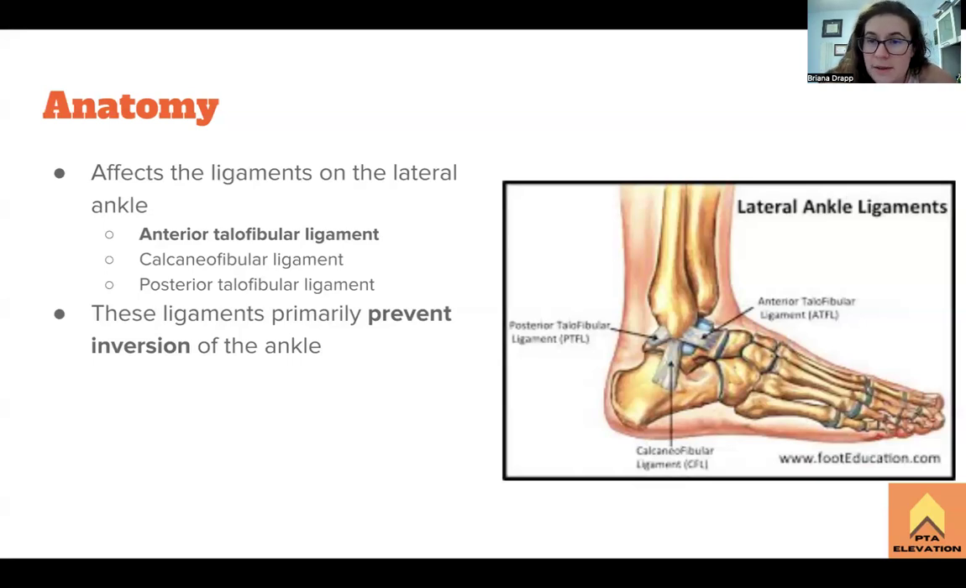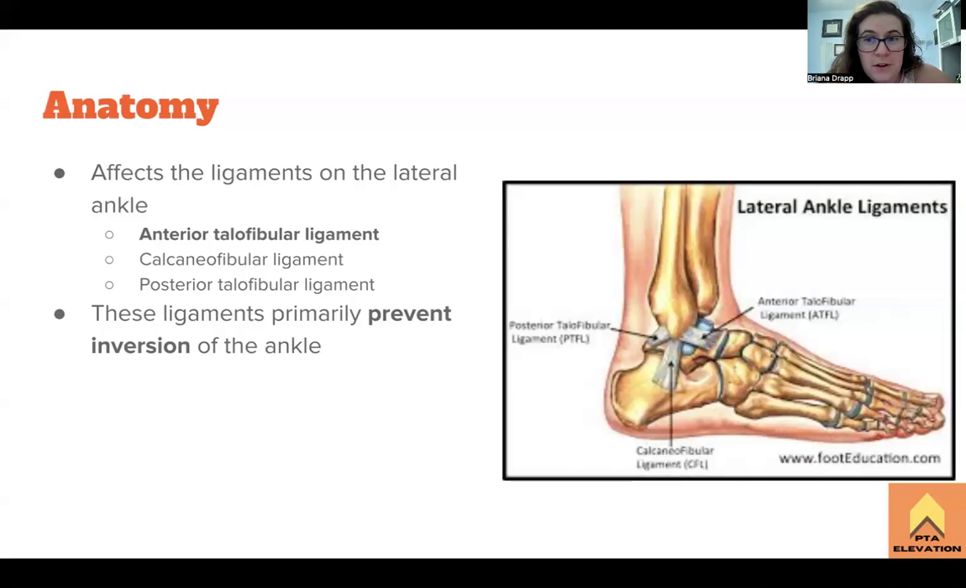But these are the ligaments that will prevent inversion of the ankle. So it makes sense, they're on the outside. If you invert your foot, you're going to stretch these ligaments here. You're also going to stretch the muscles on that side too, but you're going to stretch all of the lateral structures when you invert the foot.